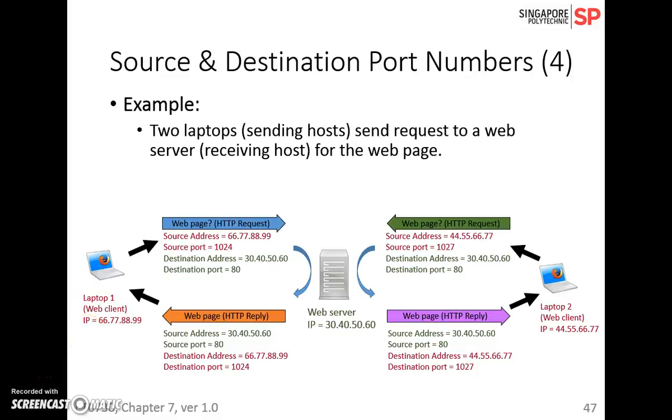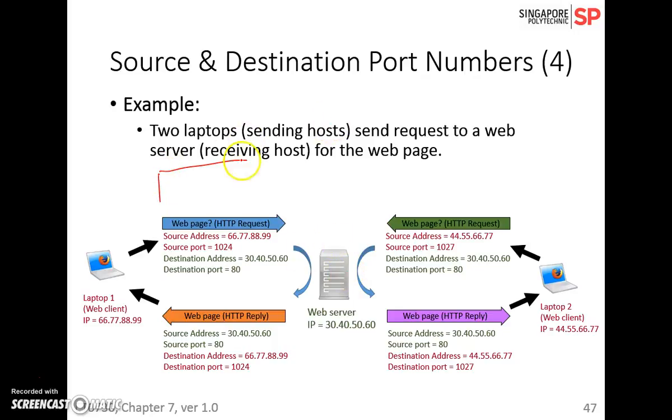Now let's look at how this socket information, which is your source IP, source port, destination IP, and destination port, helps the web server handle multiple requests from different sources. In this example, we have two sending hosts, laptop 1 and laptop 2, both trying to access the same web server. When laptop 1 tries to connect to the web server, it will send a packet to the web server.